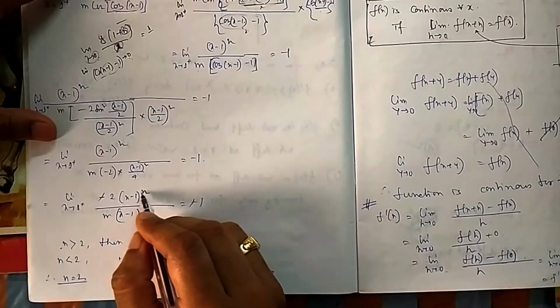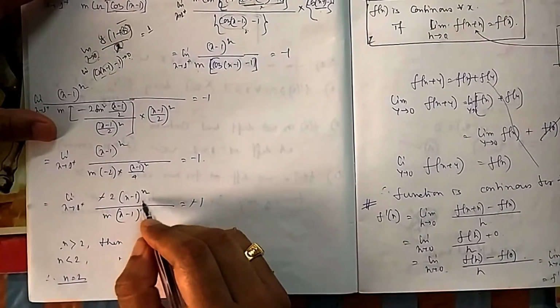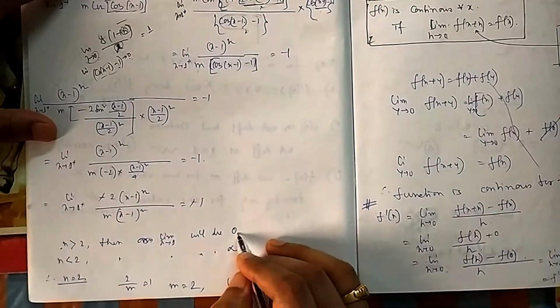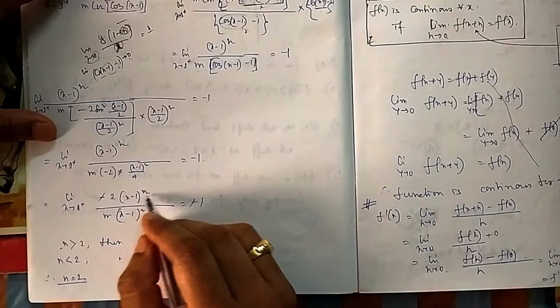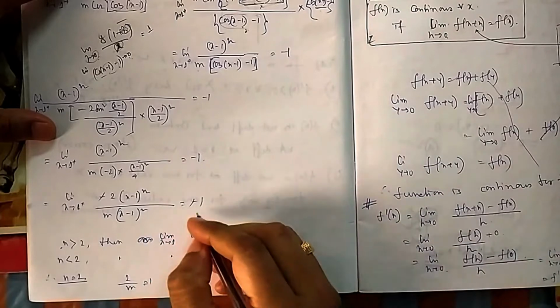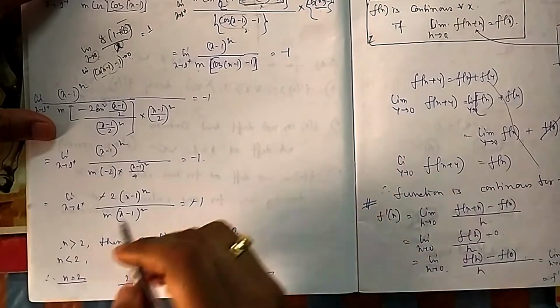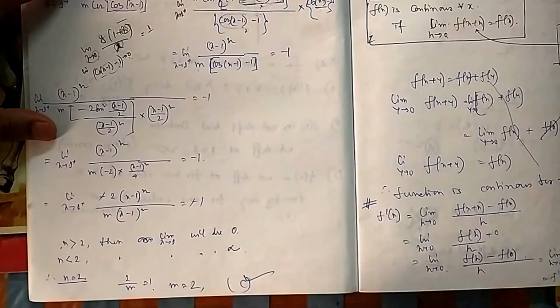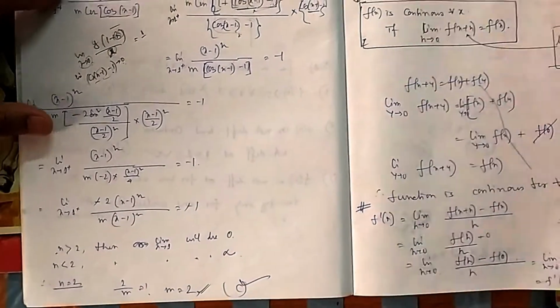Now if your n is more than 2, if it is 3, then your answer will be, if you put x equal to 1 in x minus 1, then it will be 0. If your n is less than 2, that is 1, then the denominator will be 0, it will be infinite. Because you need a finite value, your n should be 2, then only it is possible. If n is equal to 2, then this gets cancelled, so 2 by m is equal to 1, then m is equal to 2. So this is your answer.